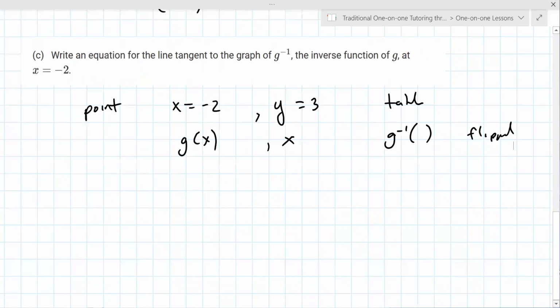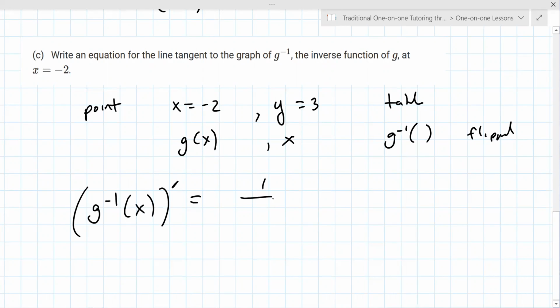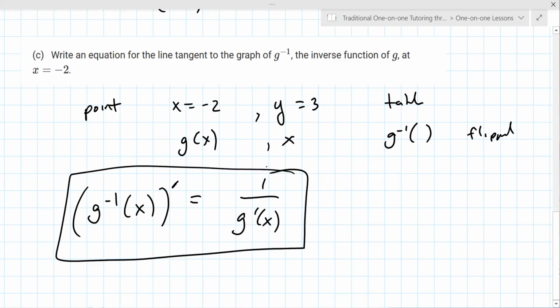Now this is more annoying. You're taking the derivative of g inverse of x. Actually, that's not written right. The derivative of g inverse of x equals 1 over g prime of x. So when you want the derivative at the inverse, you have to get g prime of x, and then it's 1 over that. That's the definition. You have to know that.